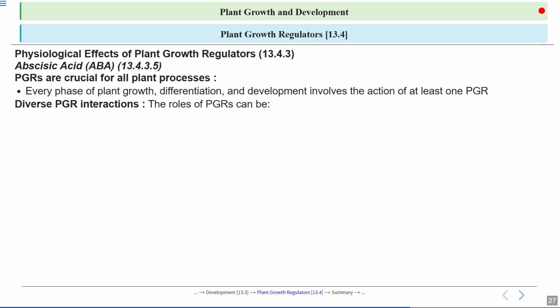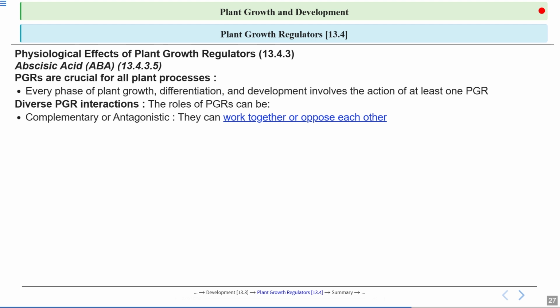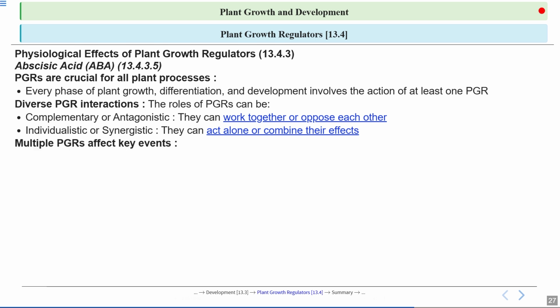Now, there are some plant growth regulator interactions. The role of plant growth regulators can be complementary or antagonistic, right? One is working just opposite of the other plant hormone. So they can work together or oppose each other, right? Individualistic or synergistic, they can act alone. Some hormones act alone, but some hormones join together and then work for one particular function. So they are showing the combined effect of both the hormones.